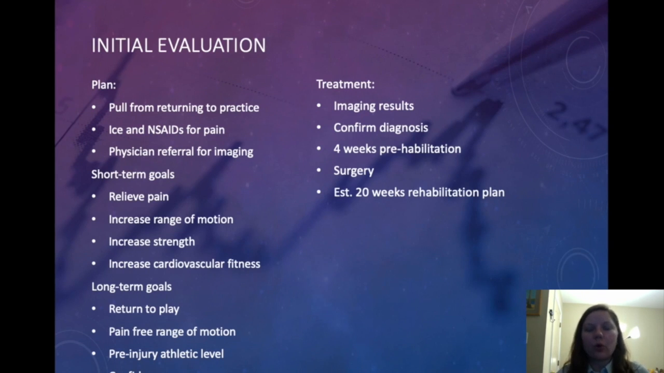Some long-term goals are return to play, of course, pain-free range of motion, and pre-injury athletic level of fitness and confidence. And then for treatment, like I said, we had to get the imaging results to confirm the diagnosis, and then we decided to do 4 weeks of prehab before surgery, and then we estimated 20 weeks of rehab, but we let her know that this may vary depending on how it goes.